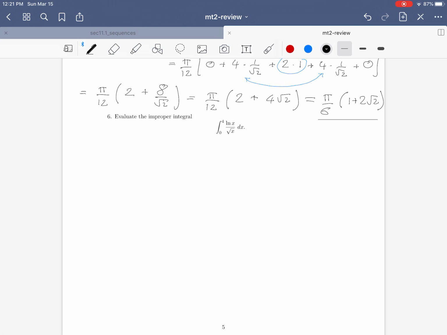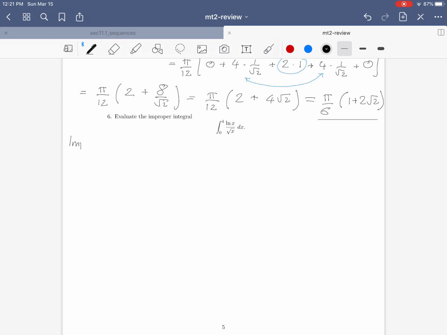Now, moving on. So now we're going to talk about an improper integral. So we've already seen one. Now we're going to look at a different type of improper integral. So this is the integral from 0 to 4 of ln x divided by square root of x dx.